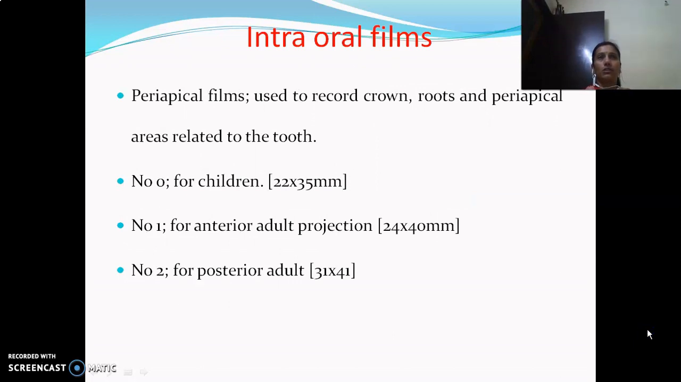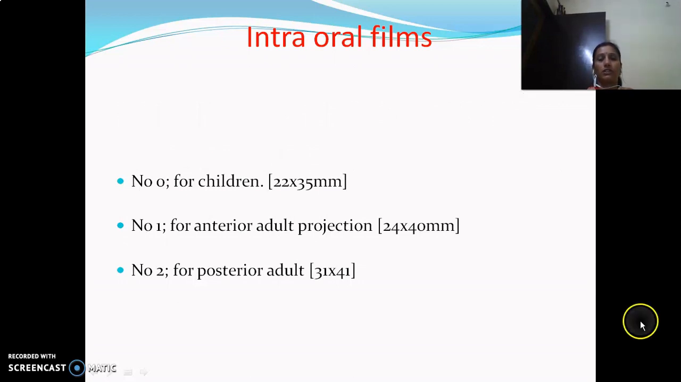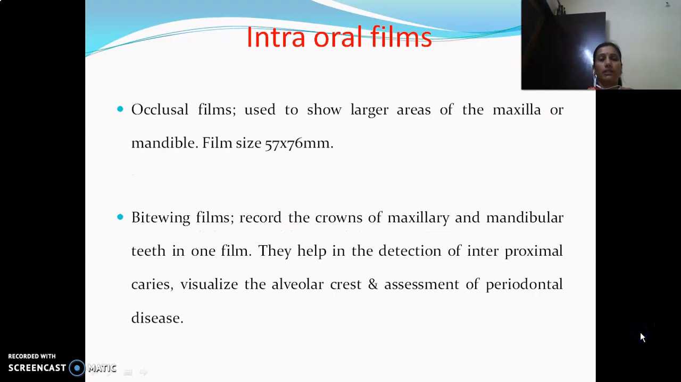So as I already told, the intraoral films are classified into periapical films, bite-wing films and occlusal films. The periapical films are mainly used to record the crown, root and periapical area related to the tooth. They are of three sizes. Number 0 is used for children, which is 22 by 35 millimeter. Number 1 is used for anterior adult projection, which is 24 by 40 millimeter. And number 2 is used for adult posterior teeth, which is 31 by 41 millimeter.